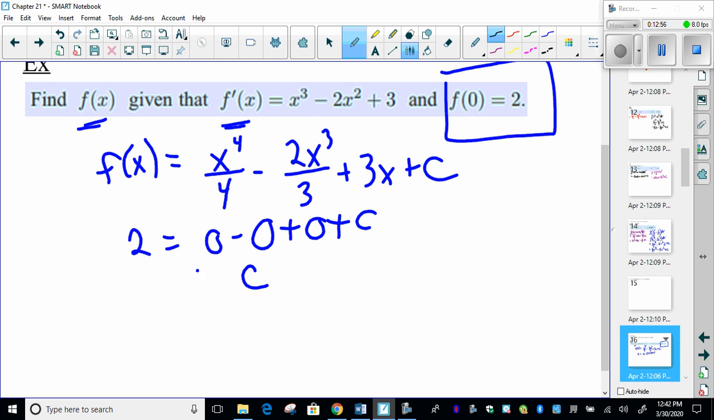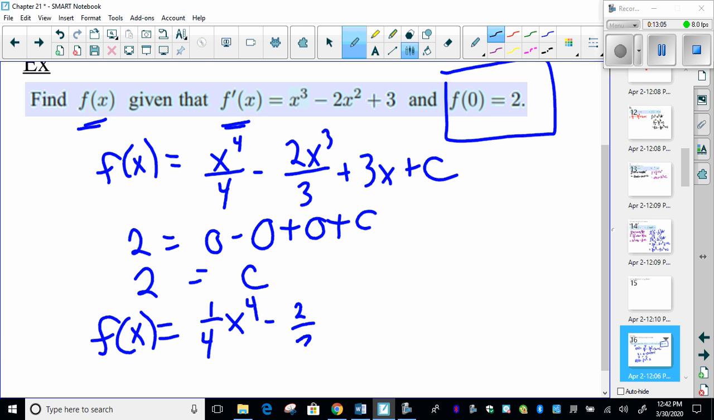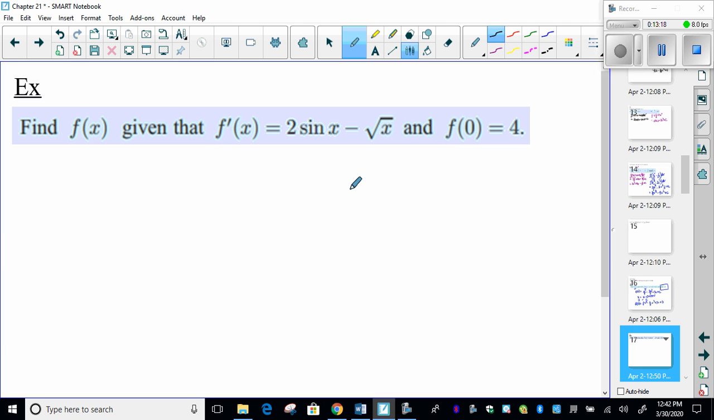Since you know c is 2, you now can write your equation for f of x. So that is 1/4 x to the 4th minus 2/3 x cubed plus 3x plus 2. So there's your equation based on that point. The last example, same thing. Different coordinate point, different situation. I also gave you the y-intercept in this case, not quite as helpful, but still definitely doable.